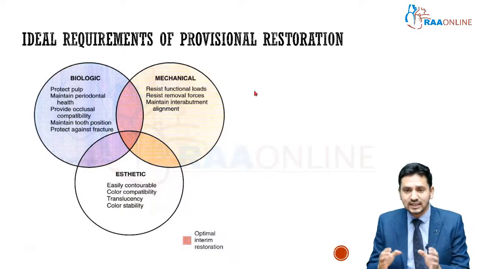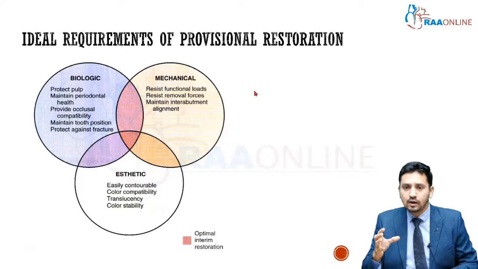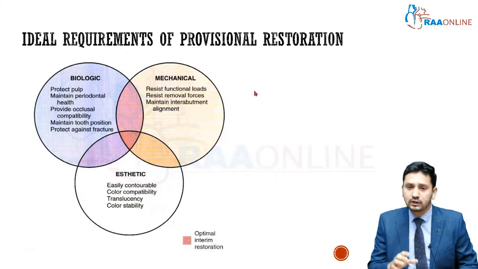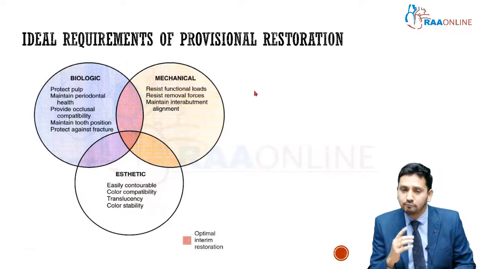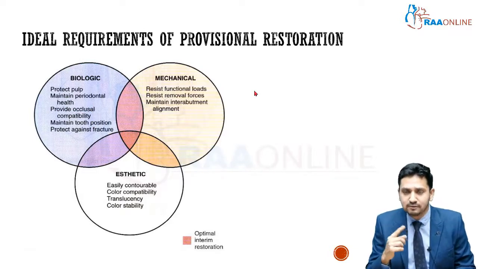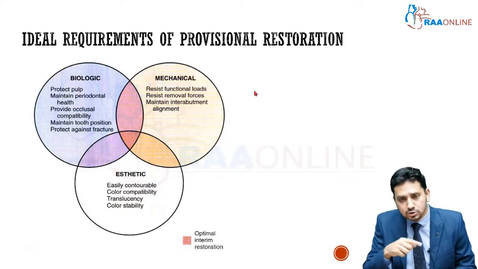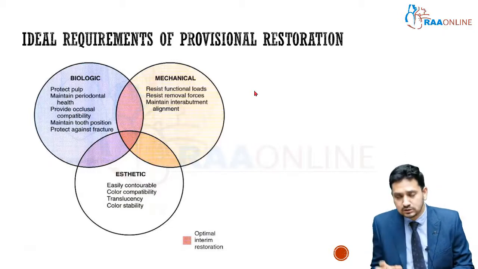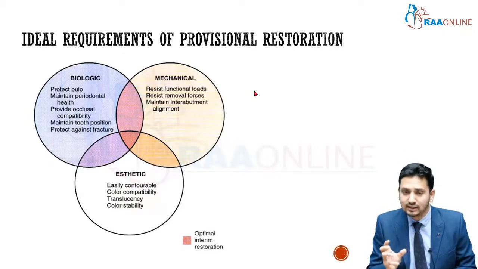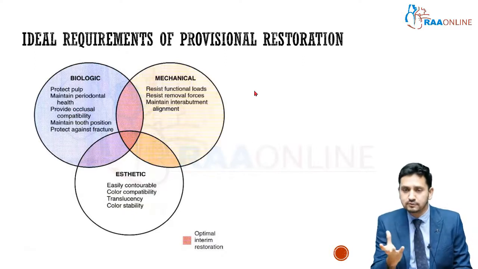This provisional restoration should maintain the inter-abutment alignment. Say if the inter-abutment alignment is lost, then cementing of your final or your definitive prosthesis is going to be extremely difficult because there is some movement and you will have to trim the inner surfaces of your final restoration, or you will have to slightly reduce your abutment teeth, for your prosthesis to get seated inside.